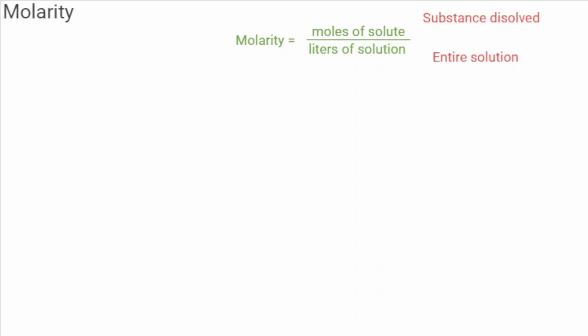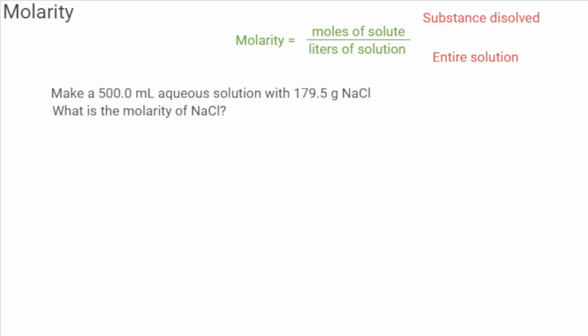So let's say we want to make a fully saturated solution of salt water. Well, when we go and do that, we were able to make a 500.0 milliliter aqueous solution with 179.5 grams of sodium chloride or table salt in there. And now we want to figure out what the molarity of the sodium chloride is. Well, to do that, we're going to start off by putting in our two variables that were given, the 179.5 grams of sodium chloride in the 500.0 milliliters of solution.